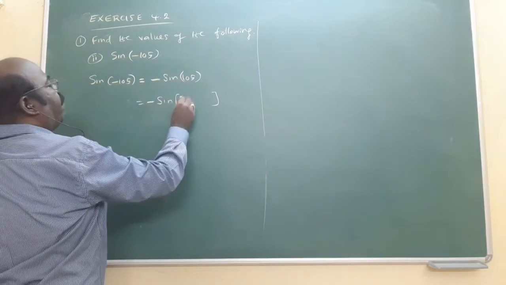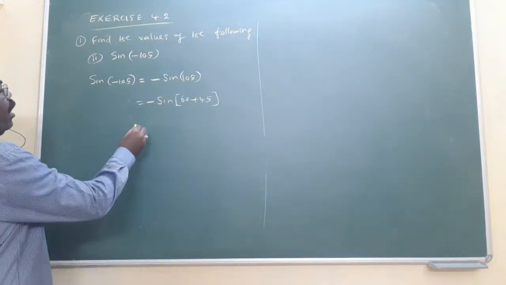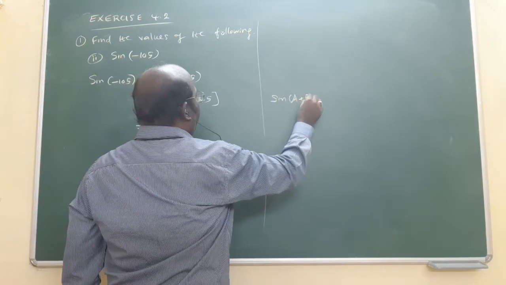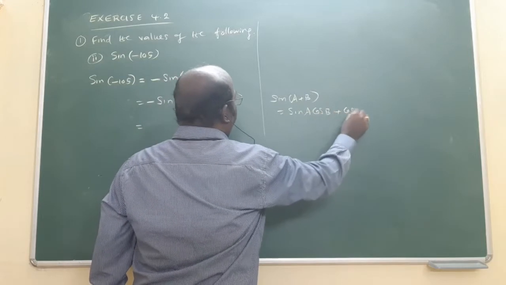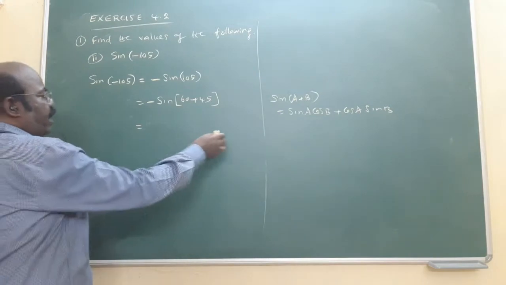The 105 can be written as 60 plus 45. Am I right? Now it is in the form of the formula. Write the formula clearly. What is the formula? Sin of A plus B equals sin A cos B plus cos A sin B. This is the formula. Mention the formula clearly. Here, what is the answer?